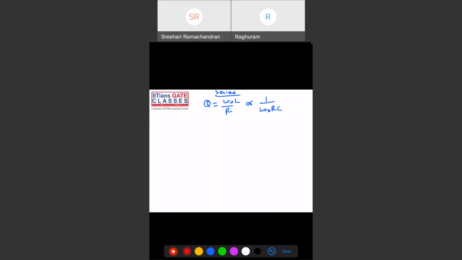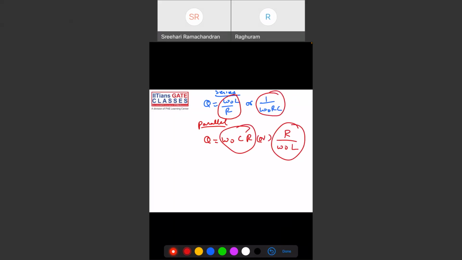Okay, if Q of series is this, now I want it for parallel. Tell me the dual of this. Omega L becomes omega C, and R becomes 1 by R. So 1 by R will become R, giving omega naught RC. Or 1 by omega naught, and R is 1 by R, it will be R by omega naught L. Just the inverse of this. Understood? It's omega naught L by R for series, and R by omega naught L, or omega naught RC, for parallel. So you can use this concept of duality instead of directly deriving everything.